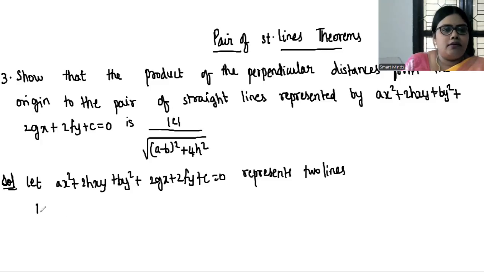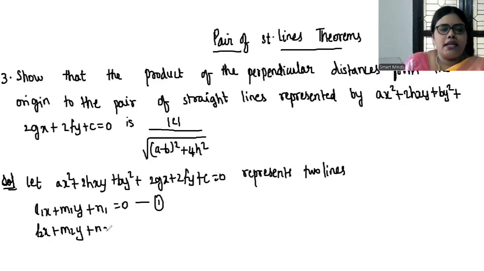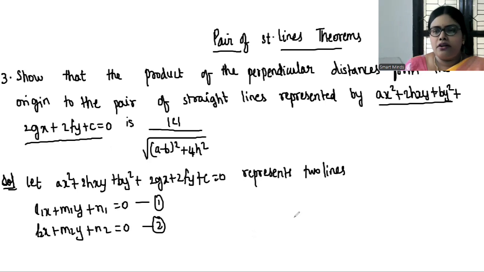What are the two lines? Here we will take L1x plus M1y plus N1. We are taking a constant here. That is the only difference. And L2x plus M2y plus N2 is equal to 0. This is equation number 2. When do we take N1 and N2? If this equation contains 6 terms, like the full big equation is given along with the constant. Understood? Like x coefficient, y coefficient, constant is given. Then we take L1x plus M1y plus N1 is equal to 0 and L2x plus M2y plus N2 is equal to 0.